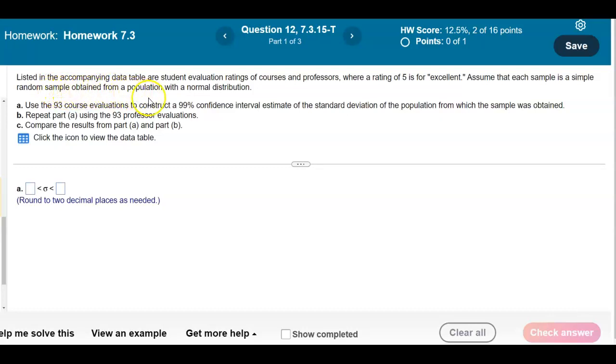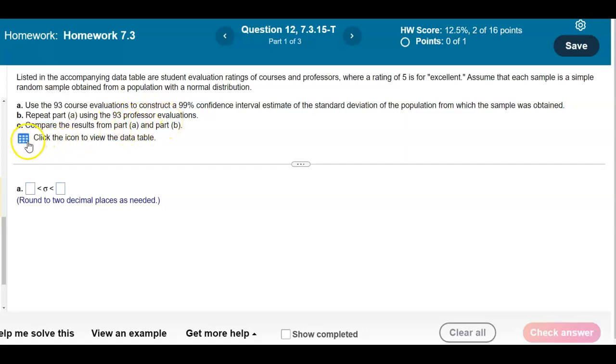Listed in the accompanying data table are student evaluation ratings of courses and professors, where a rating of 5 is for excellent. Assume that each sample is a simple random sample obtained from a population with a normal distribution. In Part A, it says, use the 93 course evaluations to construct a 99% confidence interval estimate of the standard deviation of the population from which the sample was obtained.